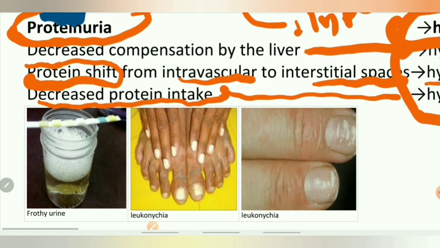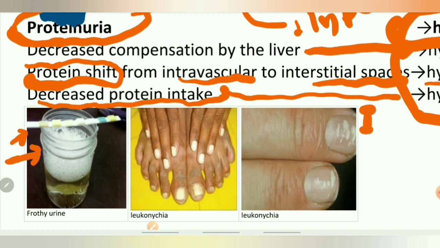This can present when we ask the patient about his urine: is there any froth in your urine? They say yes. And this is the color and shape of the urine during collection. When we use the dipstick for measurement of the urine, the color changes to 1 plus, 2 plus, 3 plus. So because of that, we can use it in investigations.